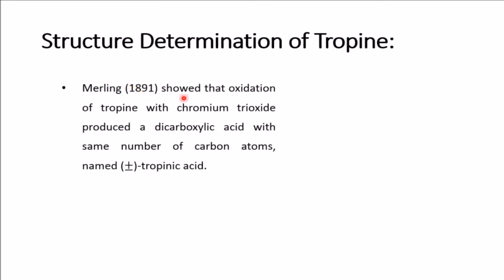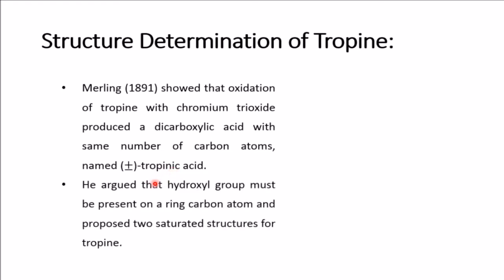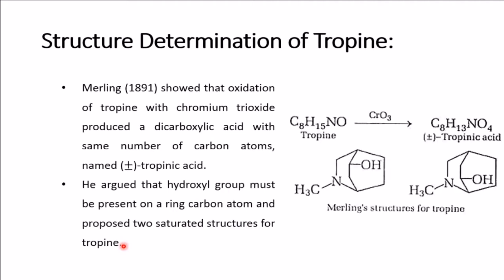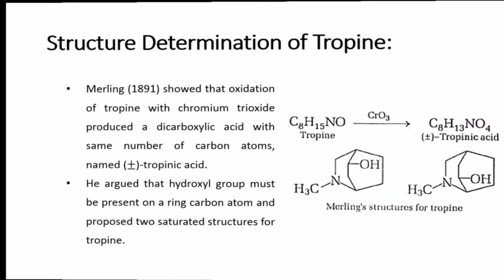Merling in 1891 showed that the oxidation of tropine with chromium trioxide produced a carboxylic acid with the same number of carbon atoms, named racemic tropinic acid. He argued that the hydroxyl group must be present on the ring carbon atom and proposed two saturated structures for tropine. Here the tropine on oxidation will give tropinic acid. This is the structure for that. Merling's structure for tropine is this kind.